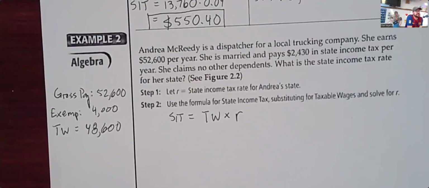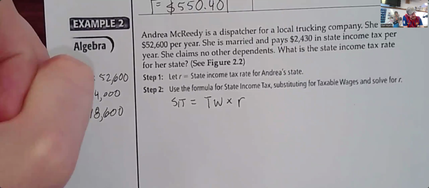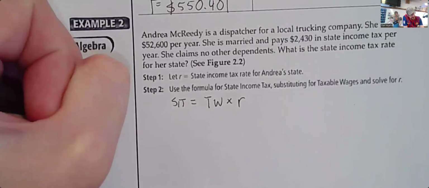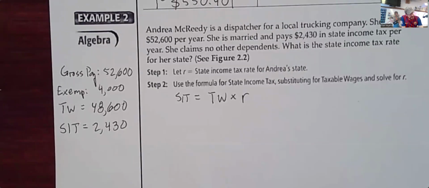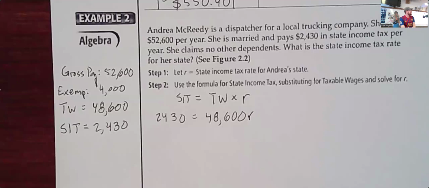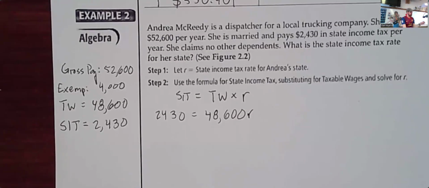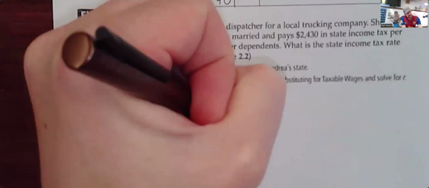So the formula that we're using, right back over here, state income tax is equal to taxable wages times the state income tax rate. So that's the formula we're using. We also know her state income tax. How much did she pay in taxes total? 2,430. Okay, so here we go. We need to substitute in for the state income tax. We know that number, it's 2,430. So 2,430 is equal to the taxable wages, which we also know, 48,600, multiplied by the state income tax rate, which is R, which is what we're deciding on this one. So solve for R. What do we do? Those in the back, go and put the phones down. Eyes up here. Divide by what? Yeah. Divide both sides by the number next to R, 48,600.